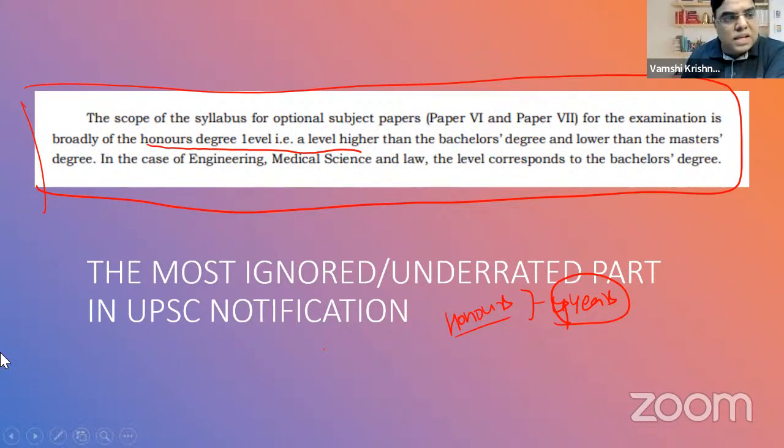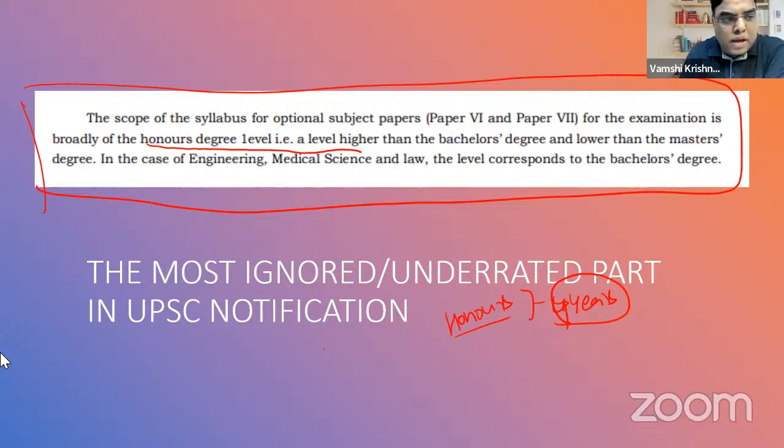This is the first thing that most aspirants do not pay heed to, or do not give enough importance. So this is the thing. Why do people score less? Because the evaluator who is evaluating your paper is not seeing that level of knowledge in your answer sheet.